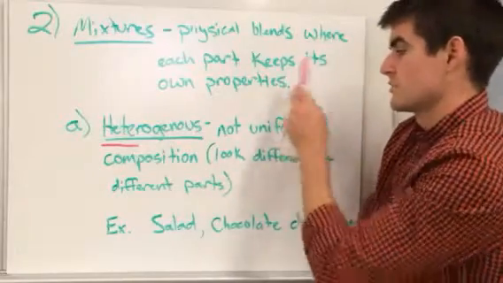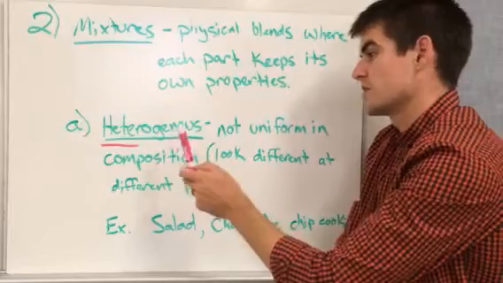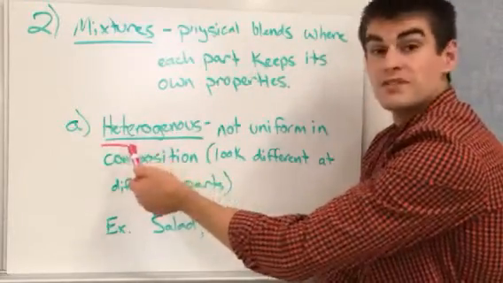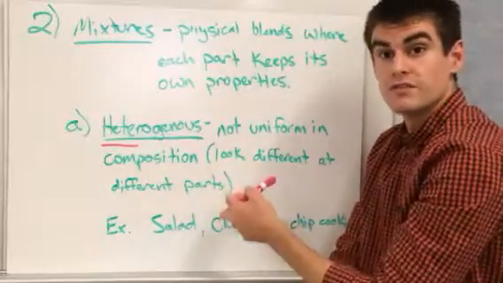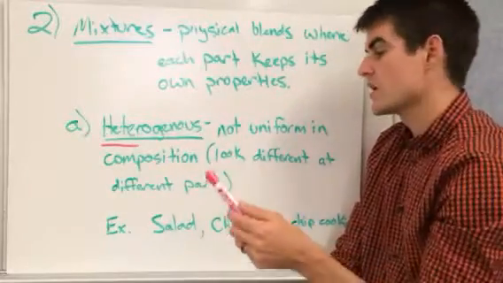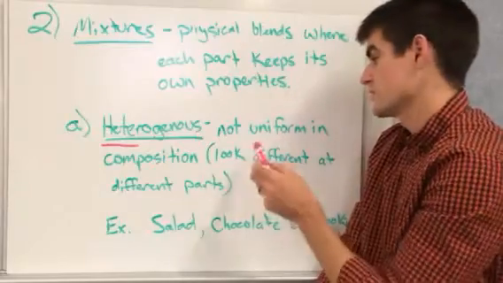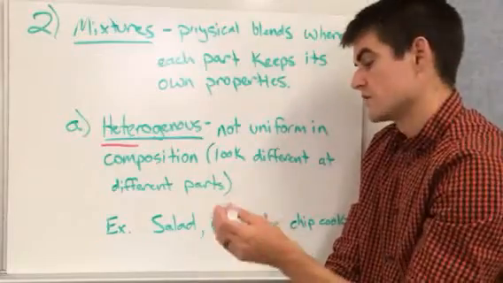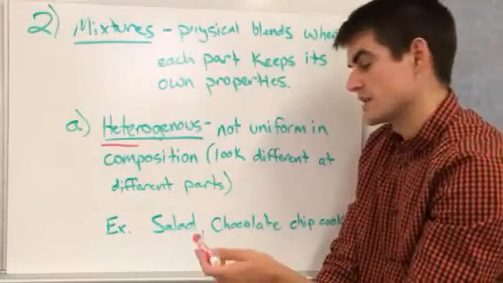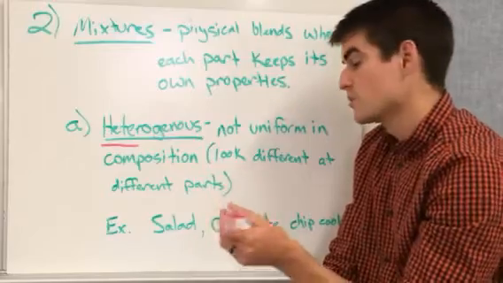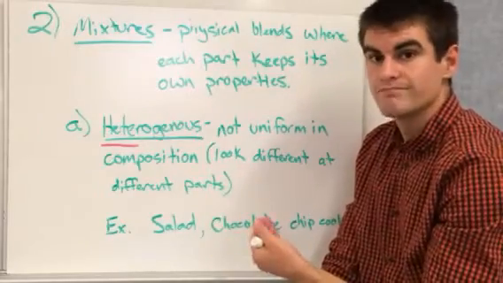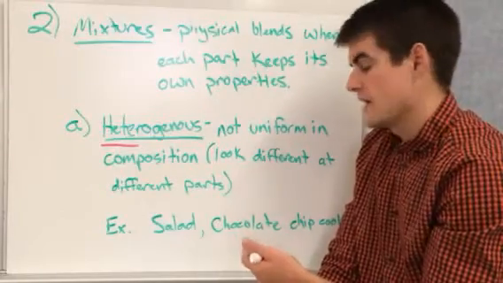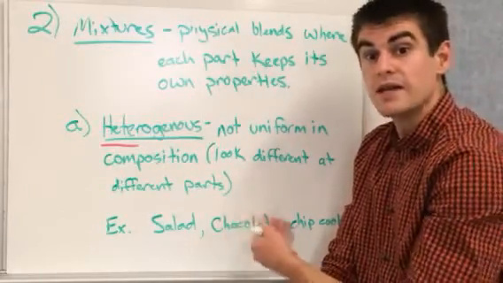We'll get to some examples here and bring back these, but we have two types. The first is heterogeneous, where hetero means different, so these look different throughout. You look at one part versus the other versus another, and it looks different, so not uniform in composition. Think about a salad. You have the cheese, you have the carrots, you have the tomatoes, and the lettuce. I could take one bite where I get mostly carrots and cheese. Take another bite, I get a tomato, a little bit of lettuce, and some carrots. Each bite isn't the same.